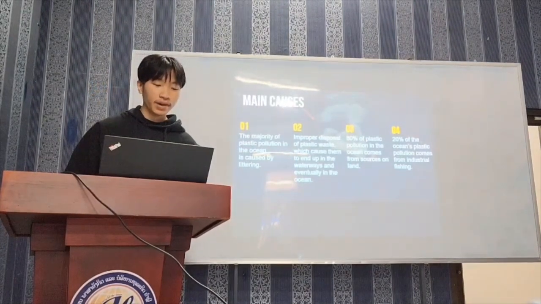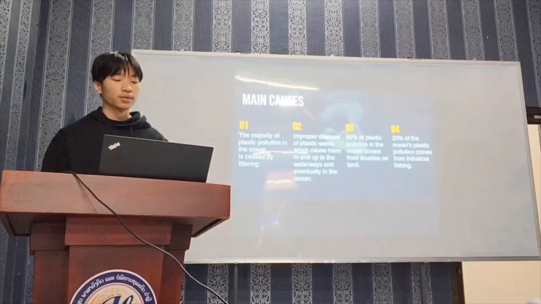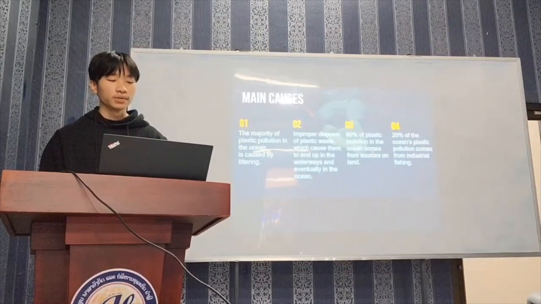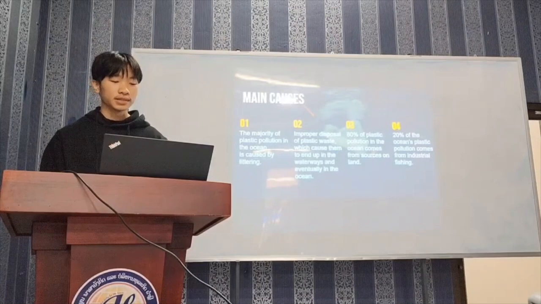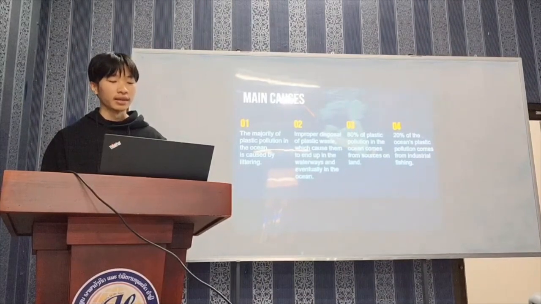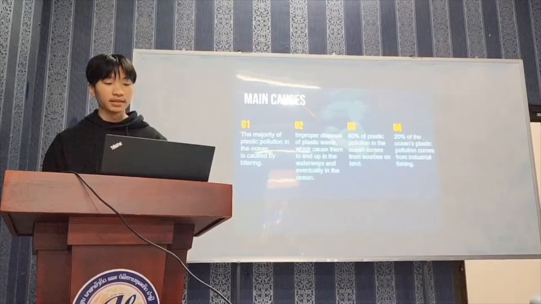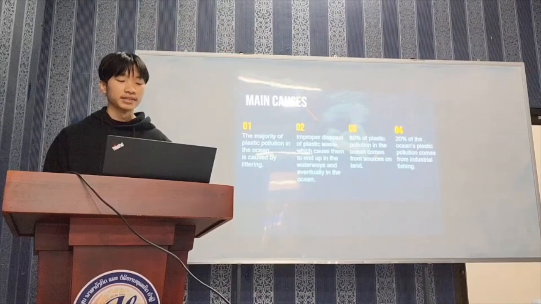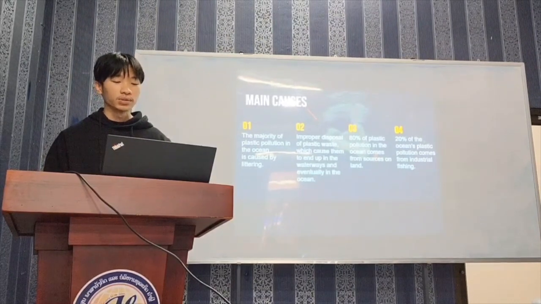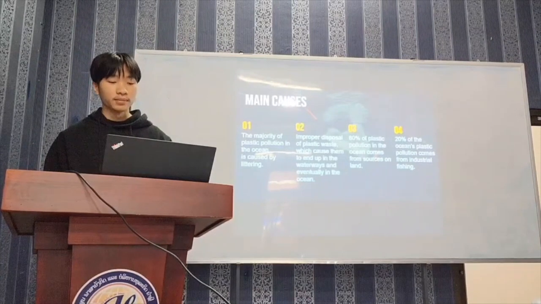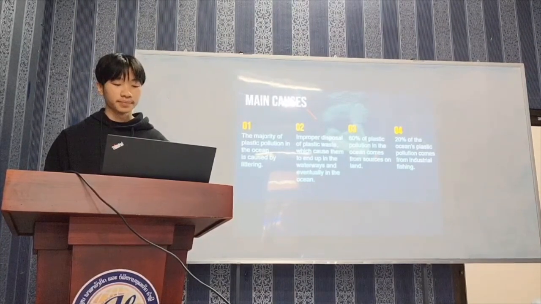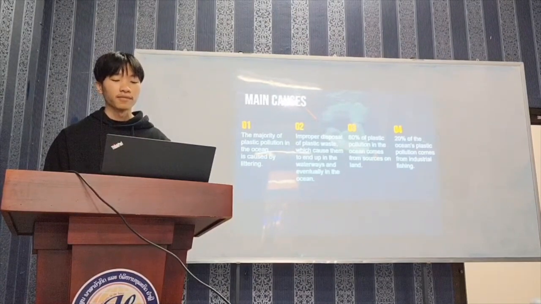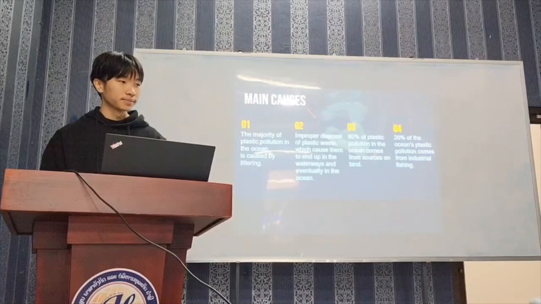First one is the majority of plastic pollution in the ocean is caused by littering. Second, improper disposal of plastic waste, which causes them to end up in the waterways and eventually in the ocean. Can you repeat that again? Eventually. Good. Third one is 80% of plastic pollution in the ocean comes from sources on land. And the last one is 20% of ocean's plastic pollution comes from industrial fishing.